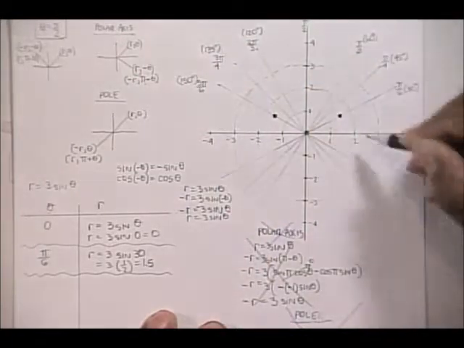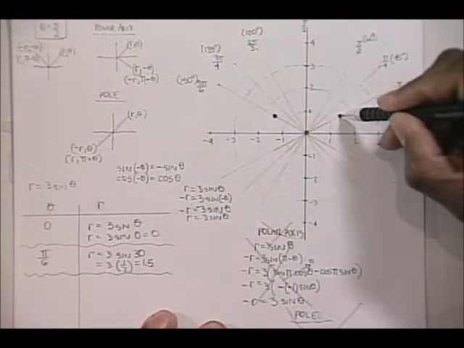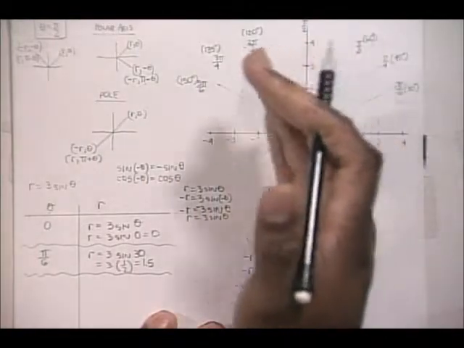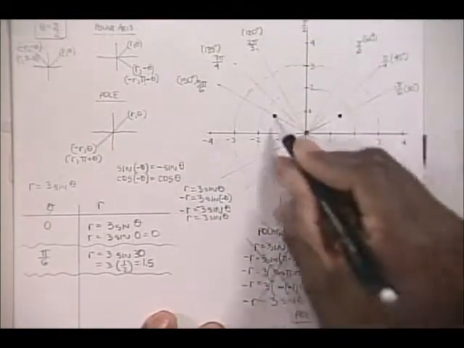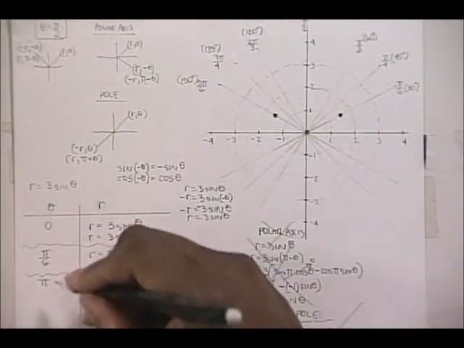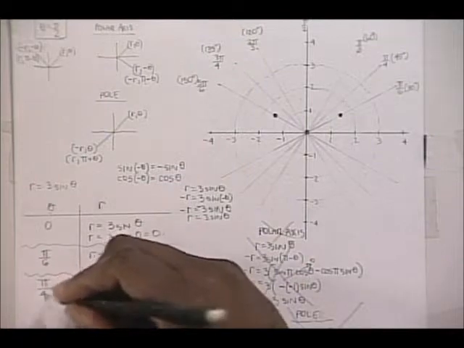You know, if you've got a point here, you can reflect that point across theta is equal to pi over 2 to get another point. Checking for symmetry actually saves you time in the long run. Let's plot the point pi over 4. Let's check the angle pi over 4.